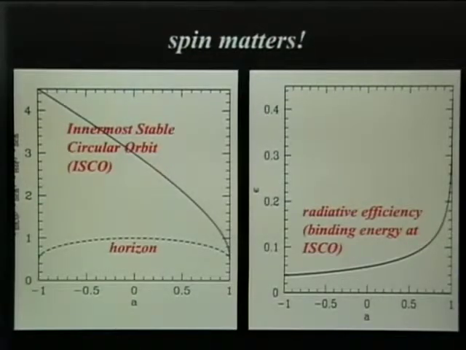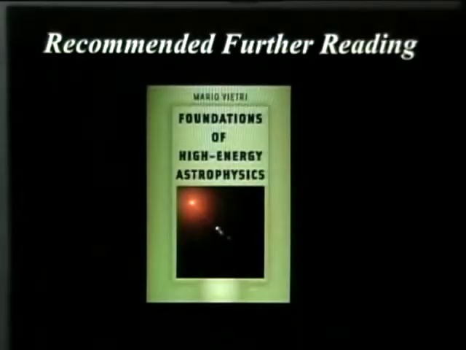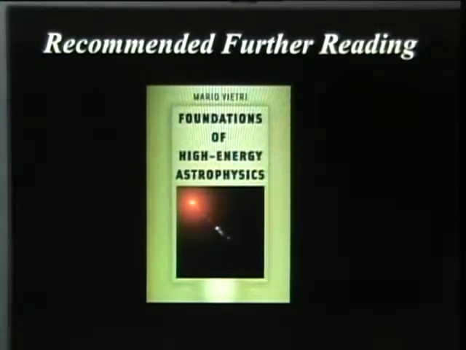Now, this is a result of the fact that the ISCO radius itself is a function of the spin parameter, and you can see it in this plot. For a zero spin black hole, the ISCO is at 6 GM over c squared, or three times the Schwarzschild radius. And the horizon radius also depends on the spin. It's at 2 GM over c squared, as I already mentioned, for a zero-spin Schwarzschild black hole. And then it falls to 1 times GM over c squared for a maximally spinning black hole. So the spin definitely matters. And if you're interested in more details on how these parameters relate to observations, I highly recommend Mario's book, Foundations of High Energy Astrophysics. The special feature of this book is that it derives everything from basic principles. So I highly recommend it for people interested in the details.